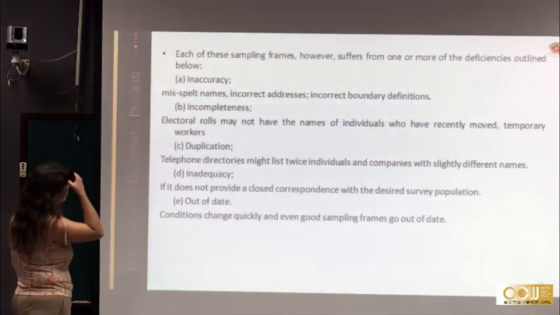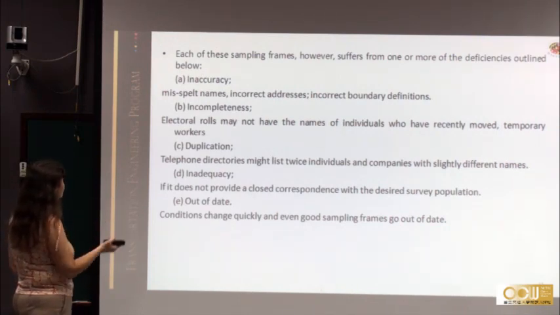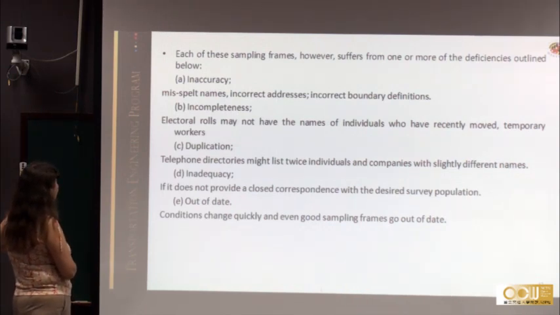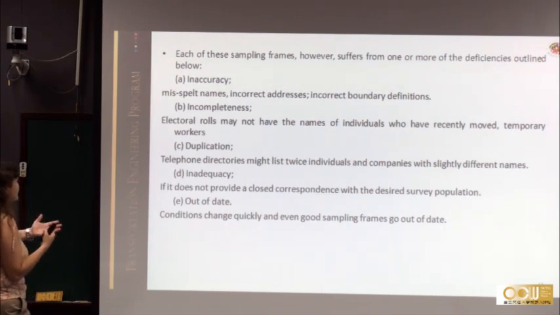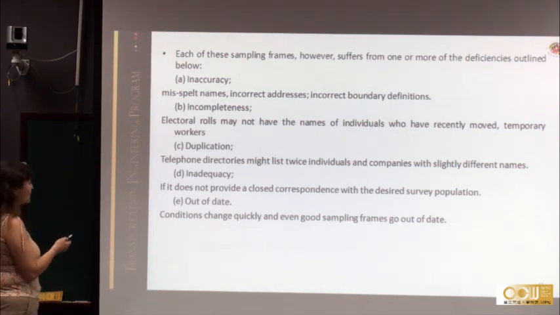Electoral rolls can have, for example, people who have recently moved and are in two different electoral lists. They can be out of date, and all these lists change, especially in a very dynamic society like the United States. We move around many times in our life, so these lists are quickly out of date.